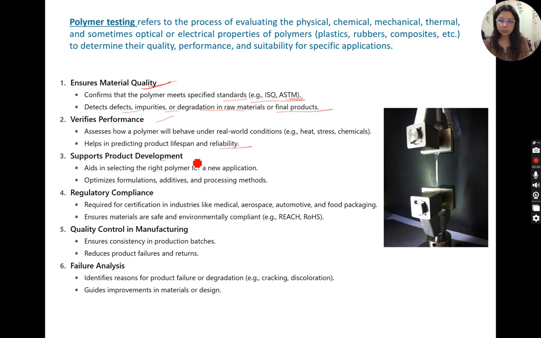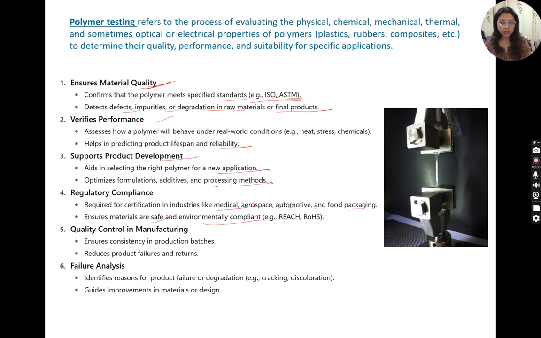Next is supporting product development. It aids in selecting the right polymer for new applications and optimizes formulations, additives and processing methods. So it's important for how we are developing a product and whether this product can be utilized in a particular targeted application. Fourth one is regulatory compliance. Required for certification in industries like medical, aerospace, automotive, or food packaging. It is important that they meet the required standards. That's why we need a certification that these materials can be used for automotive, aerospace or food packaging, and to ensure material safety and that they are environmentally compliant or not.